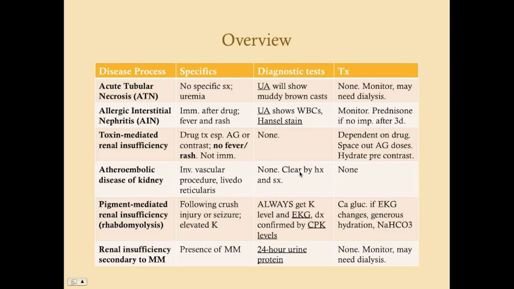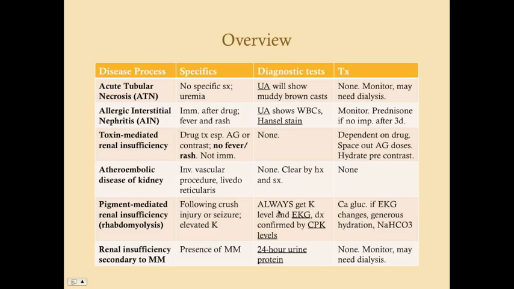The first step is always going to be to protect the heart. We're going to want to get a potassium level and an EKG. If the potassium is high and the patient has peaked T waves, then we're going to want to administer calcium gluconate.